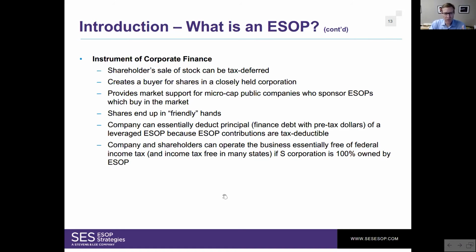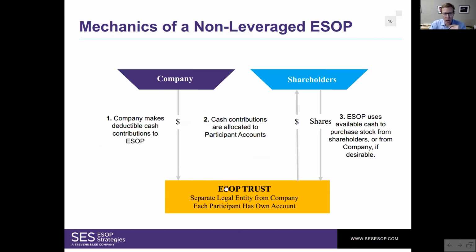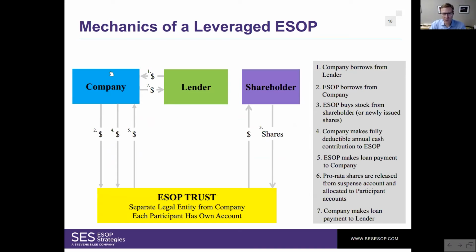So I'm going to jump a few slides forward and go through how the money flows on this mechanics of a leveraged ESOP slide. I'll spend a couple minutes here. Bear with me because there are a lot of moving arrows, and I want to make sure I explain it so you at least have a high level understanding of how the economics work. So let's play with that $3 million example. It's a $10 million company, but we're only selling 30% to the ESOP.